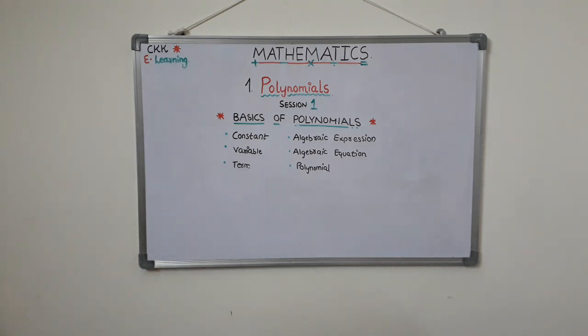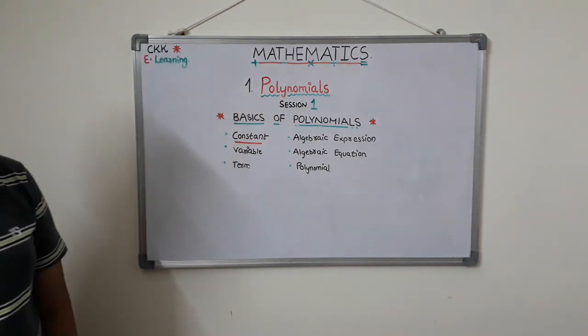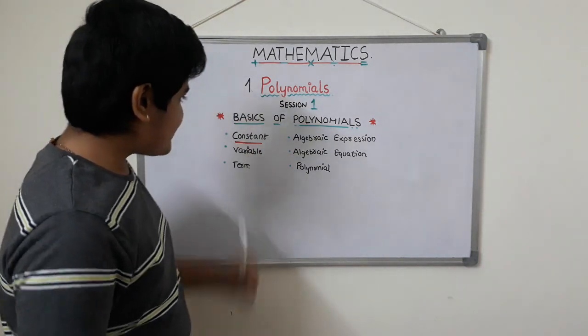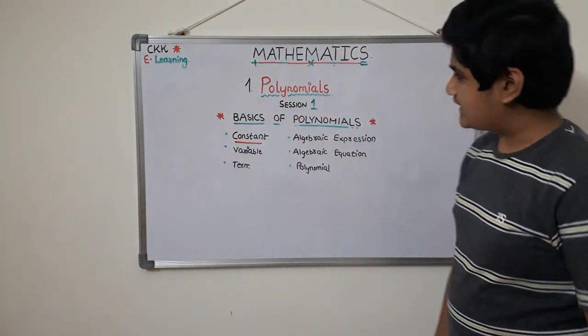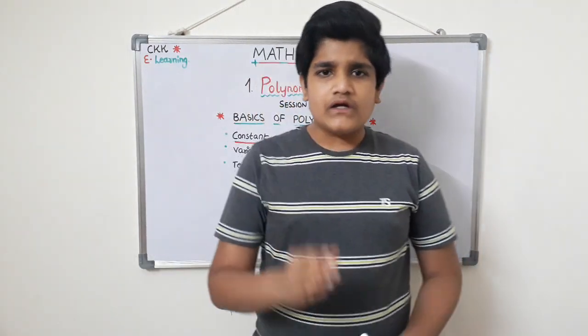So shall we proceed? Yes. Let us come to the concept. First word, constant. I hope you can see constant. Let us understand what is the constant. First let me say the definition of constant. A term that is fixed is called a constant. What did I say? The term that is fixed is called constant.